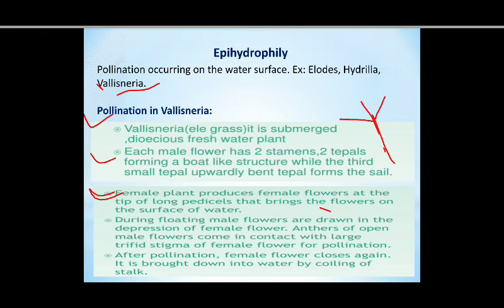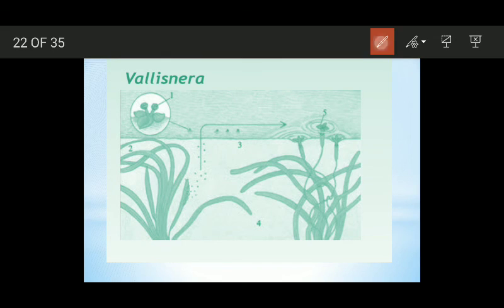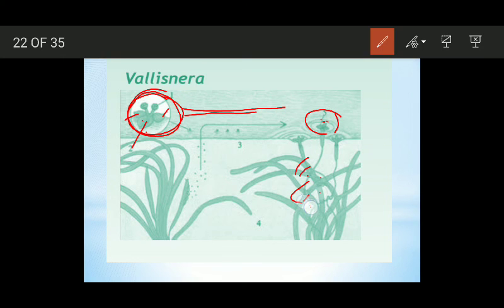I will show you on the next slide how this happens. This is the male flower having two tepals which form a boat-like structure and one tepal which is upwardly bent and acts as a sail. These male flowers float on the surface of water, and whenever they reach the female flowers, which are also present on the surface of water, they get into their depressions. The female flowers close. When pollination is achieved, because of the coiling of their stalk, the female flowers move underwater, and thus pollination takes place.